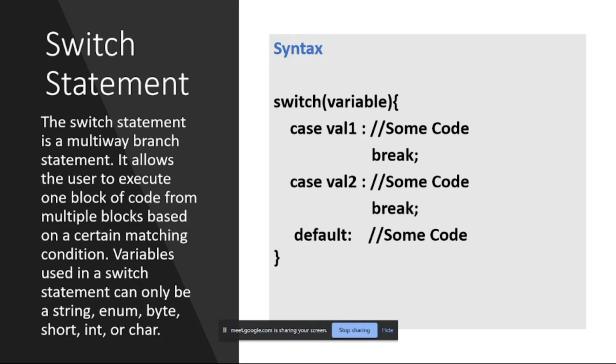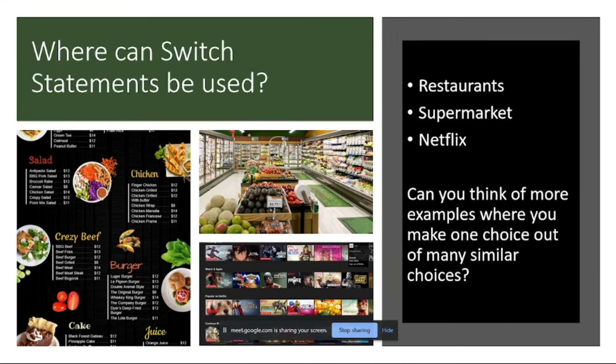Switch statements are also a set of decision-making statements. Let's look at some examples first. In a restaurant, when you look at a menu, there are a lot of food items, and you have to choose one of them. So that is an example where you have a lot of similar options. They're all food items, and you have to choose one of them.